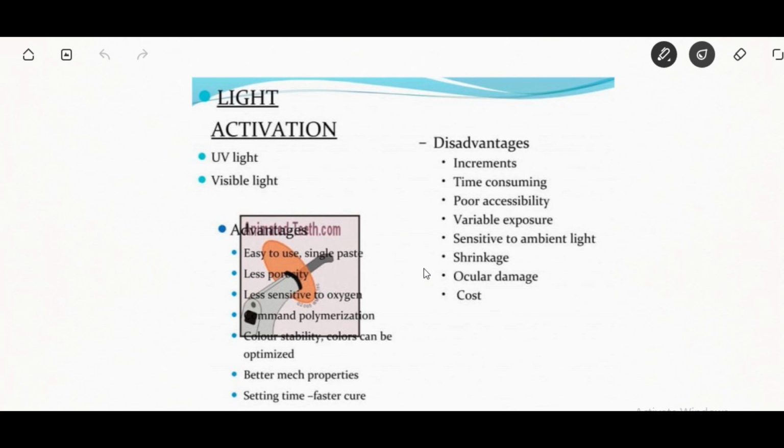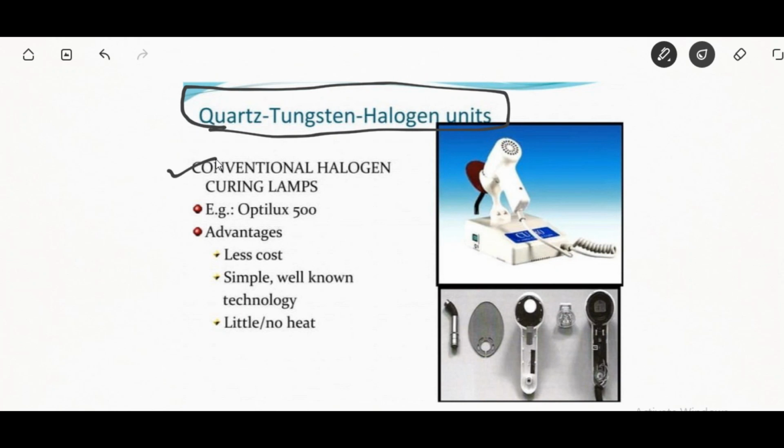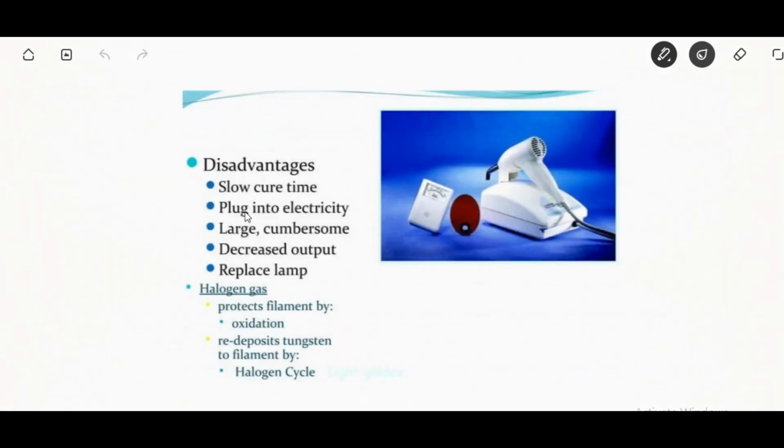The various curing lamps used for curing of light cure composite resin are tungsten quartz halogen curing unit, plasma arch curing unit, light emitting diode unit, and argon laser curing unit. The tungsten quartz halogen curing unit is the most conventional and most commonly used curing light for composite resin. Here it is an incandescent lamp that uses visible light in a wavelength of 410 to 500 nanometer. What we use here are halogen bulbs that have a limited lifetime of around 100 hours.